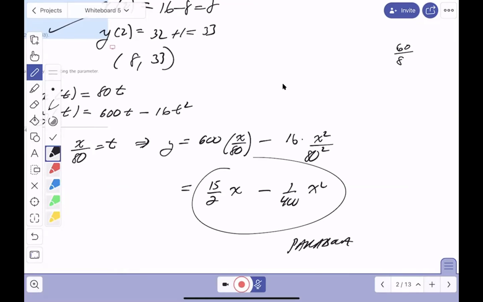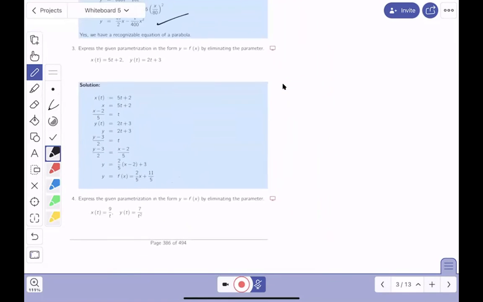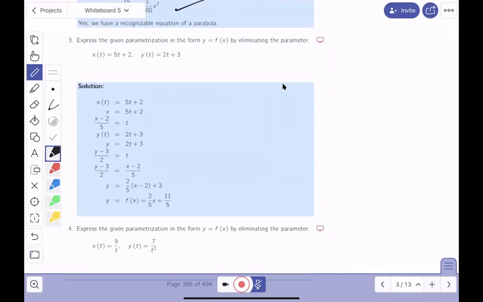Again, a downward facing parabola. Next page, see if we got that. And we did. All right. Let's do this one over here. And they're kind of straightforward problems initially. It's probably going to get more difficult over time. But let's see. Express the given parameterization in the form y equals f of x.